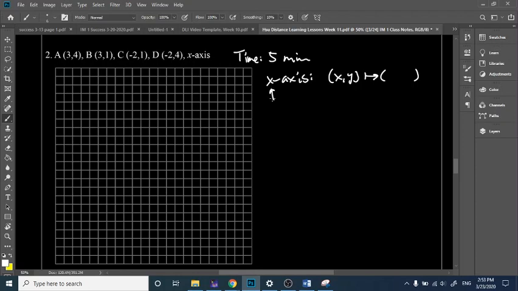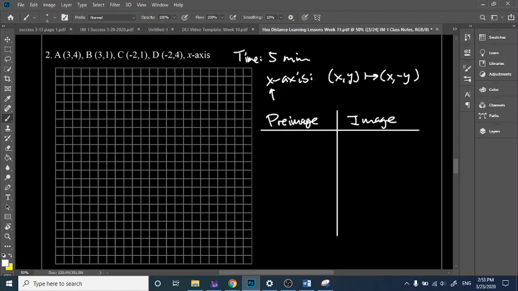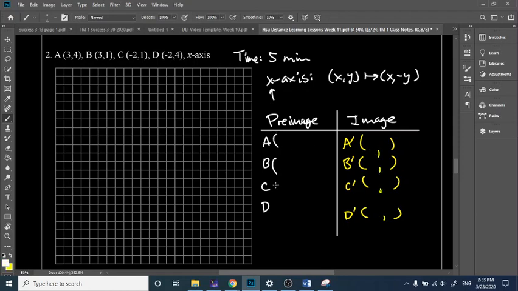Okay, so x-axis, what that means is for x, y, remember the opposite one of this changes. So y becomes negative. So we've got pre-image, image. Let's see, we've got 4 points now. A, B, C, D. And that's going to give us A prime, B prime, C prime, D prime. So now we're going to find what those coordinates are and plot them. We don't need to find the coordinates for A, B, C, D because that's given to us. We have 3, 4, 3, 1, negative 2, 1, negative 2, 4.